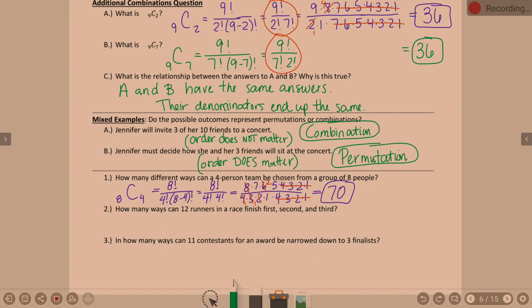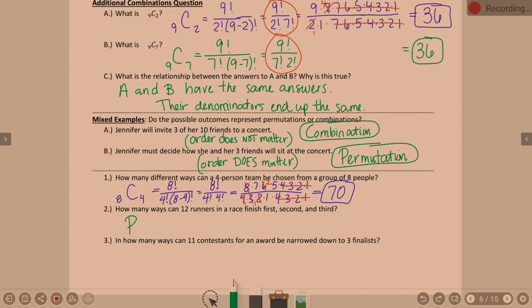Next one. How many ways can 12 runners in a race finish first, second, and third? Is it obvious? Sometimes they're not obvious, but this one, if they're asking you how many ways can they finish first, second, and third, it matters whether you finish first, second, or third, doesn't it? Did you finish first and get that lead spot, or did you fall behind and finish in second, right? So it matters. Order matters. So this is a permutation.